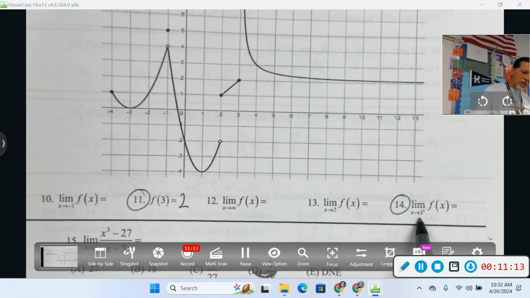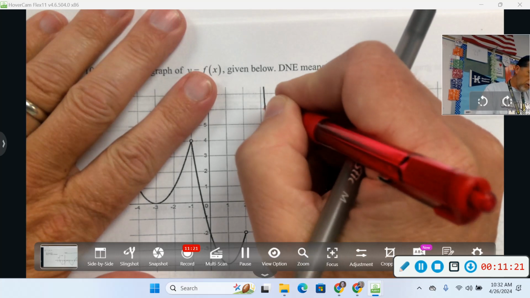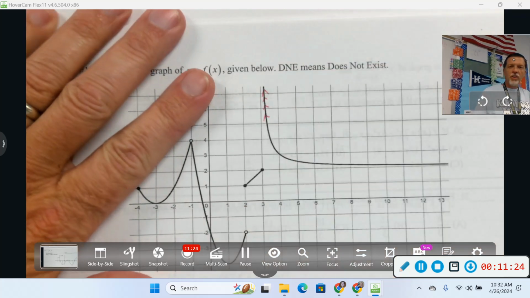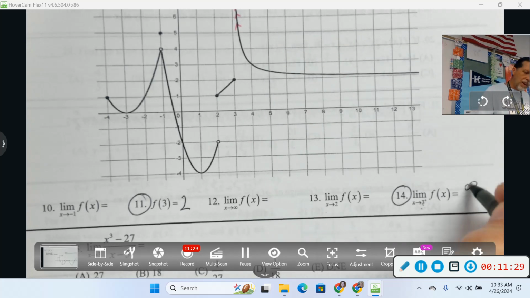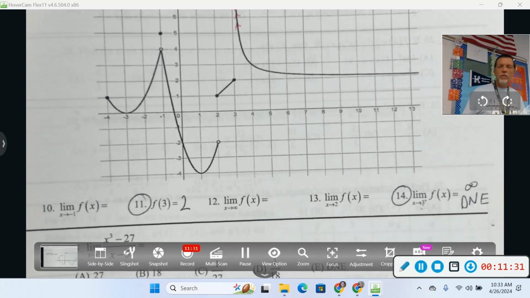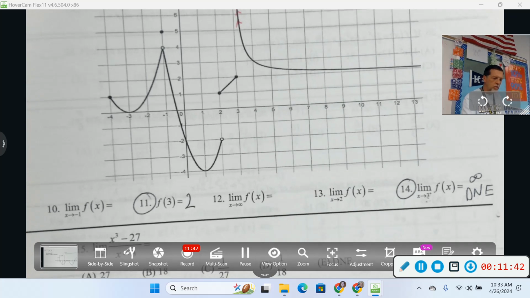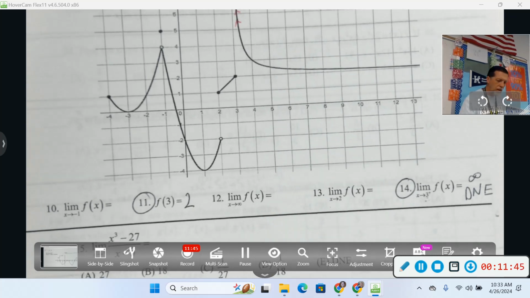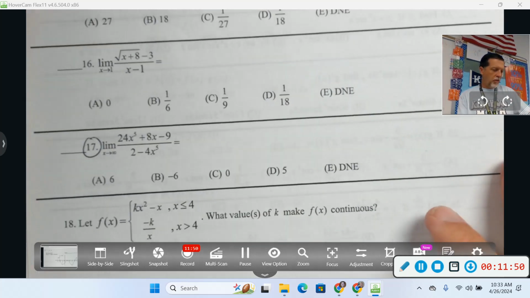If I'm approaching 3 from the positive side of things, or from the right, so I'm a little more than 3, that means I'm trying to approach 3 kind of on this branch. Where am I headed? Infinity or DNE? Again, you saw that on the test. It kind of depends on the question as to which answer we want. All right, so 14, 15, 16, number 17. Yeah, the hardest part for me is making sure I get every third problem correctly.